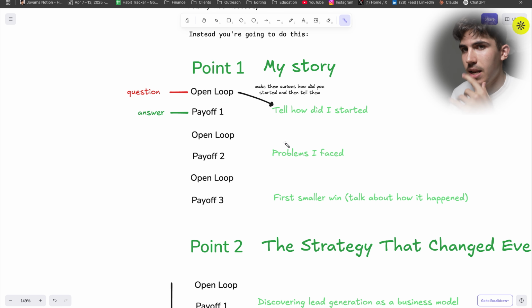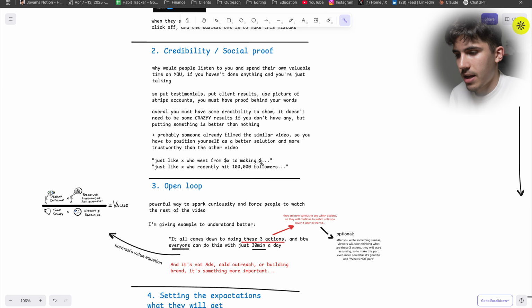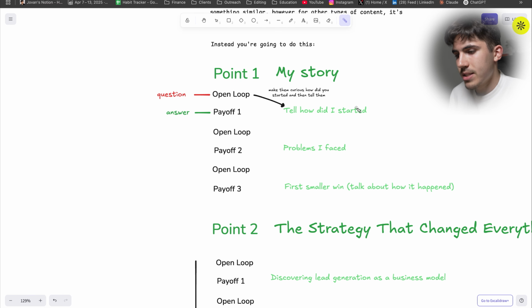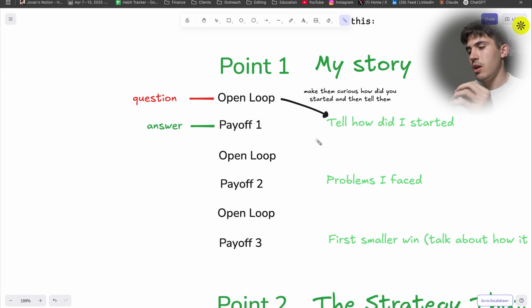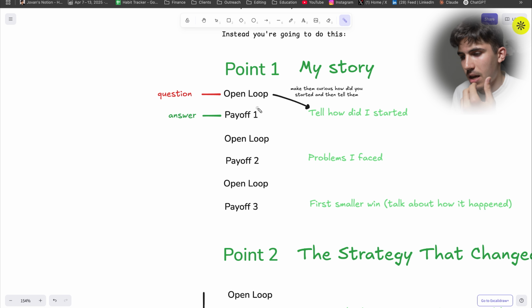What does it even mean? I'm going to now explain it to you. So we already covered open loops, and this is the way to make people curious, as we discussed. What is the point of this open loop and payoff? Basically, every time you want to start talking about some point, you want to first make them curious and then explain some point. So in practice, it will sound like this.